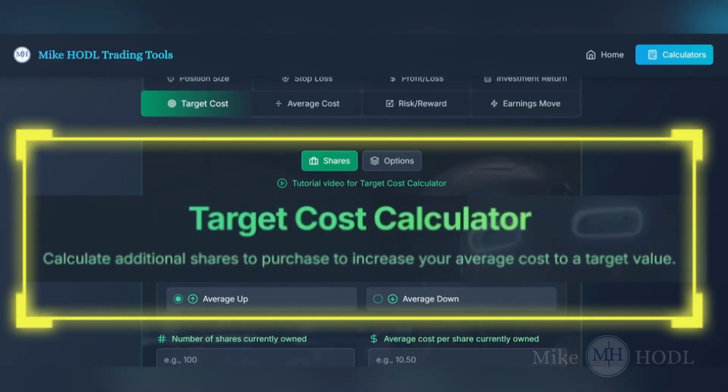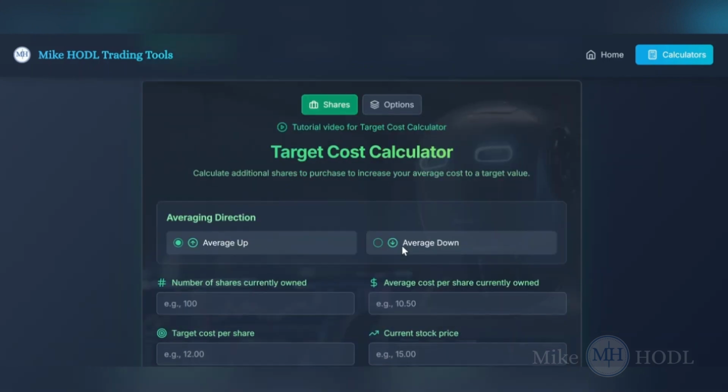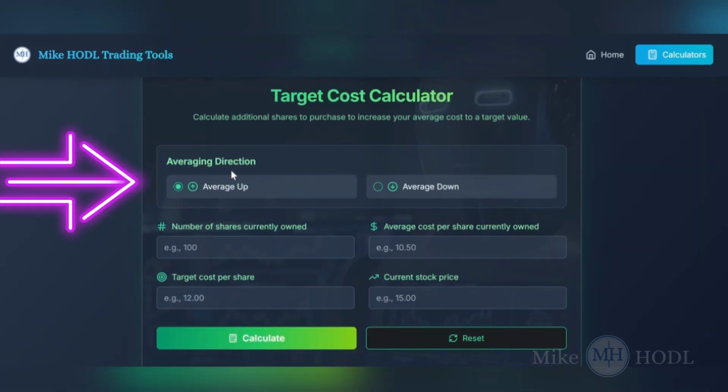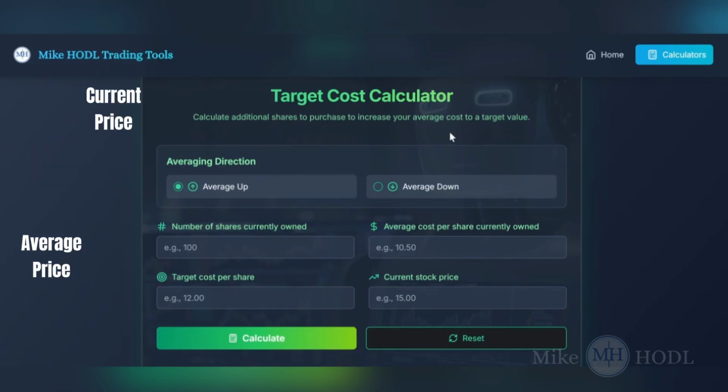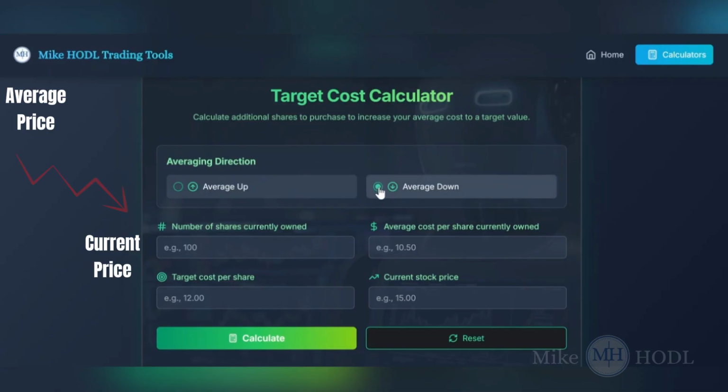The Target Cost Calculator calculates the additional shares to purchase to increase your average cost to a target value. Here, you can determine whether to average up or average down on your position. Averaging up means you are in a winning trade and you're increasing your average price because the current price is higher than your average. Averaging down typically means you are in a losing trade and the current price is lower than your average. Buying more shares at a lower price will bring down your overall average cost.